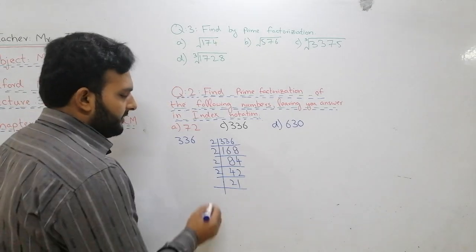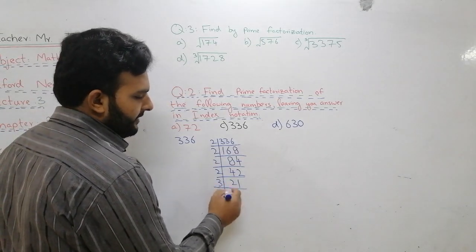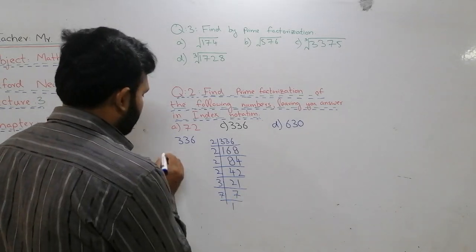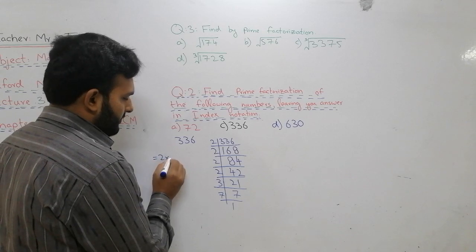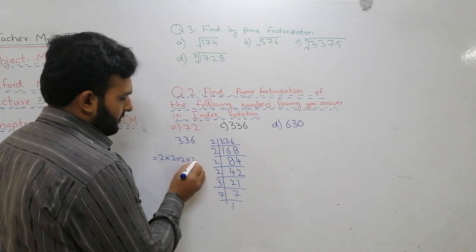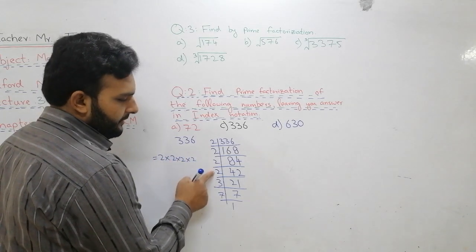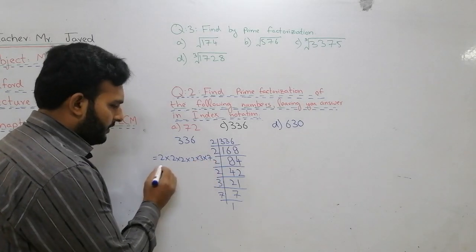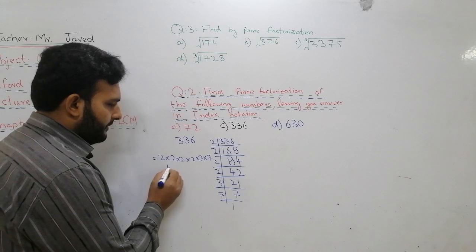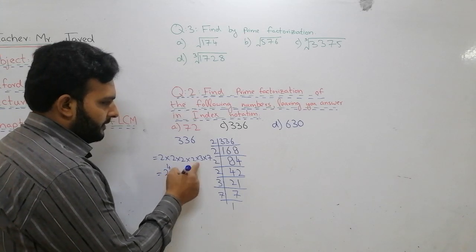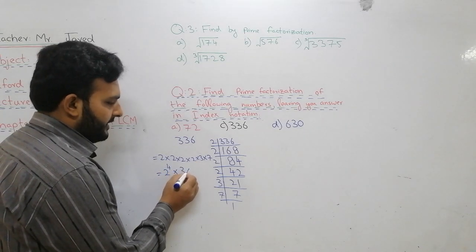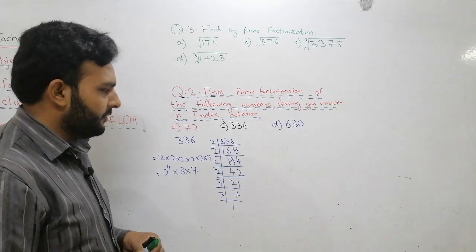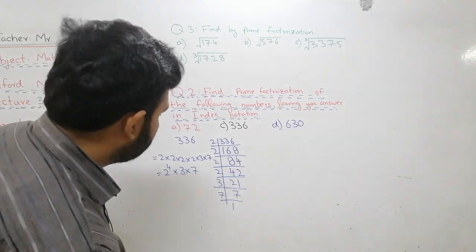Now we will see if it is divisible by 3 after adding the digits. 3 sevens are 21 and 7 ones are 7, like this. We will write 2 into 2 into 2 into 2, 1 2 3 4, and 3 into 7. Okay, 2 is here 4 times, so it becomes 2 to the power 4, into 3, and into 7. This is the answer in index notation. Hope you people understand like this.